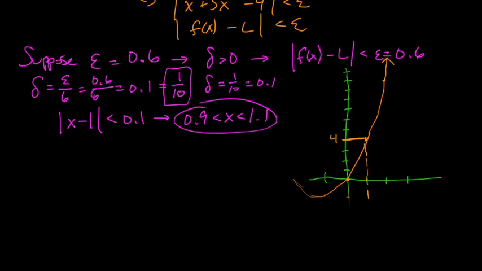Okay. So we've chosen epsilon to be 0.6. So what that means is my f of x can't be bigger than 4.6, and it can't be less than 3.4. Does that make sense? Let's check. So the absolute value of f of x minus L, where L is 4, is less than 0.6.